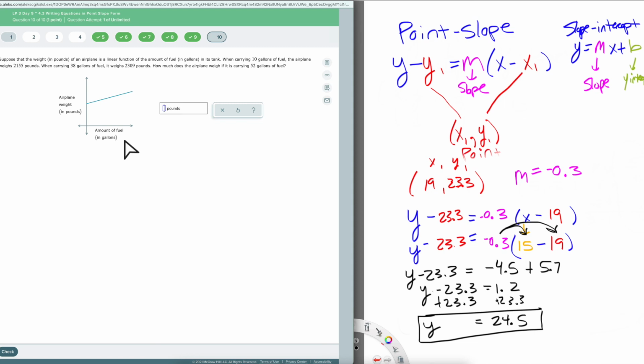But the dependent variable is going to be the weight of the plane. The more fuel I put in, the more the plane will weigh. The less fuel I put in, the less the plane will weigh. So this is definitely dependent on the amount of fuel I put in. That's why it's on the y-axis.